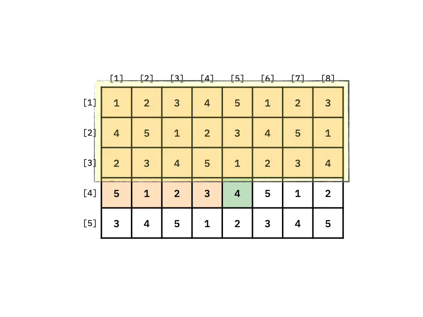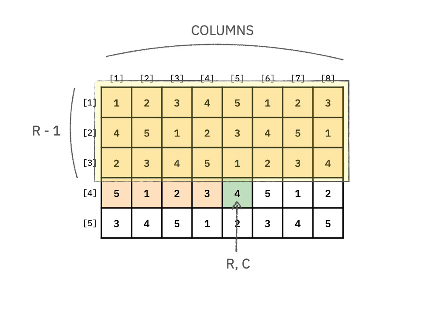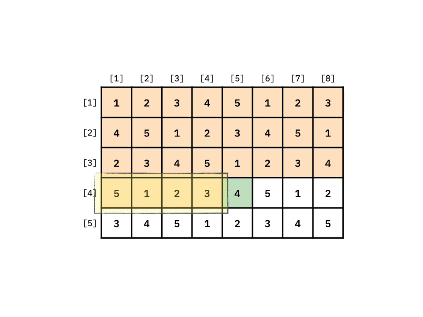Let's consider the first block. If the cell of interest is at row R and column C, then the block of cells in the rows above the cell of interest has a height of r-1 and a width equal to the total number of columns. In other words, this block contains (r-1) times c cells. Now let's consider the block of cells in the same row but before the cell of interest. If the cell of interest is at row R and column C, then there are, of course, c-1 cells in this block.